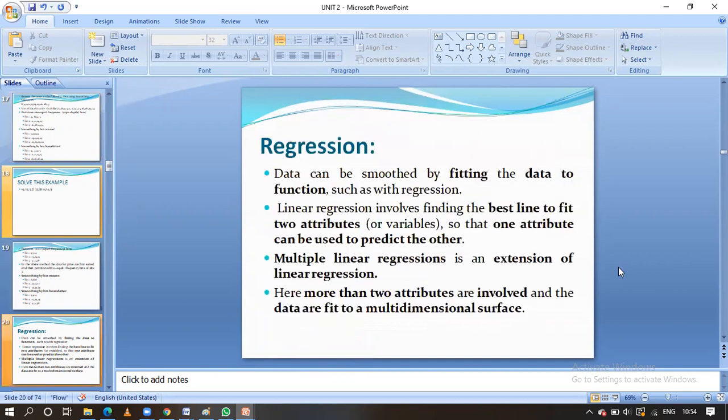And the next one is regression, guys. How are we going to eliminate the noisy data? Regression is nothing but finding the relationship between two or more variables in the form of an equation. With the help of the equation, we are going to predict the values. In this way we are going to find the noisy data, guys.